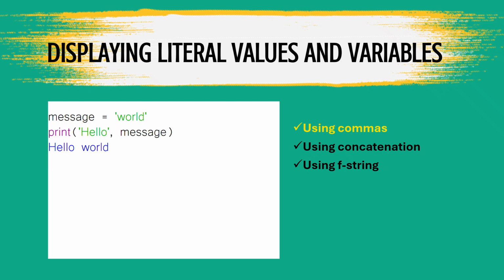The first method is to separate the values with a comma. When you use commas in a print statement, Python automatically inserts a space between each item. This makes it a simple and convenient way to display text and variables together.